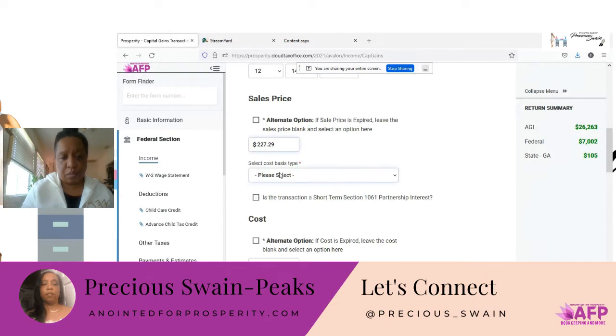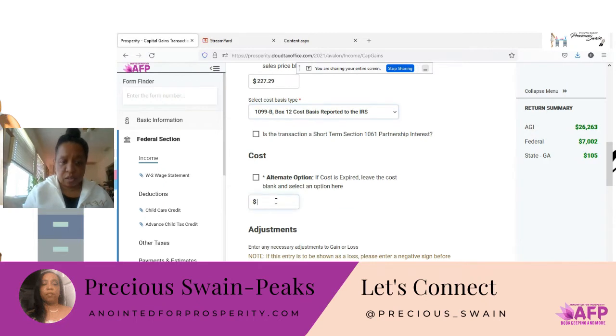And the cost basis, you're going to come over to cost basis, and it was 338.48. So you're going to put in that it is reported, and that it is 338.38. The cost basis is very important because that is how you determine if it is a profit or if it is a loss, based on how much they actually paid for it.